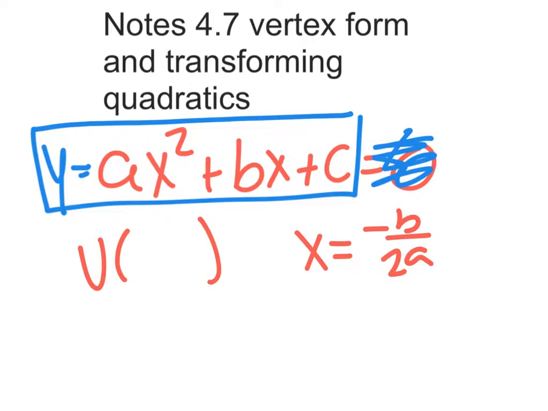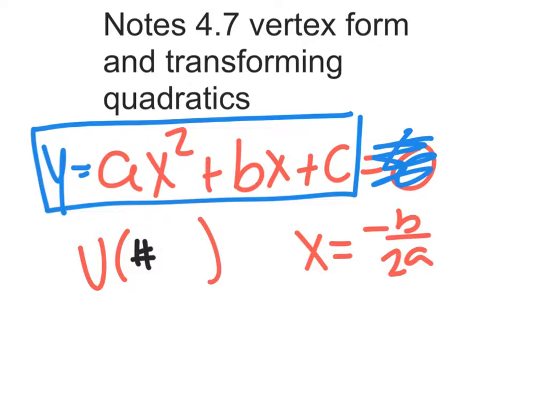Alright? And what you would have to do is take your a value from here and put it right there. Take your b value from here, put it right there. Work this out, get an actual number for x, and then you would take that number and plug it in to the x values to find your y value, and that's how you get your vertex y value. It was a lot of work, okay?